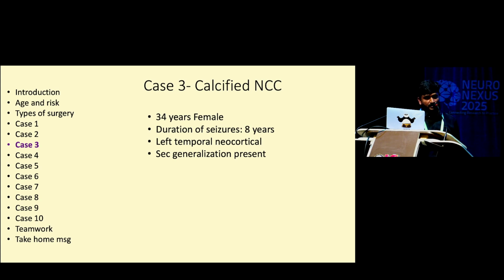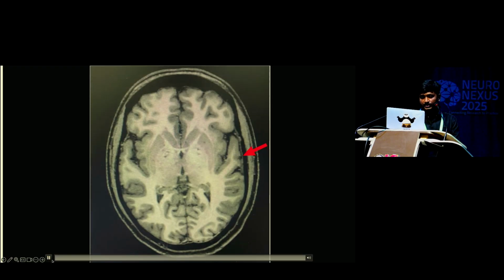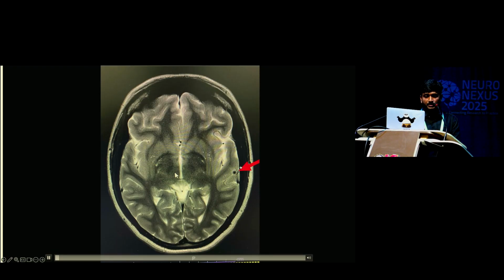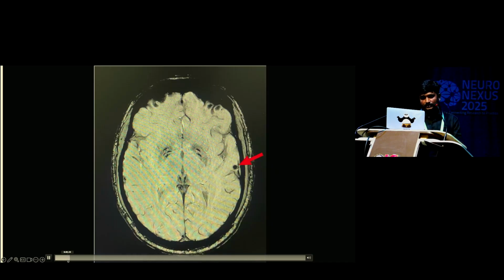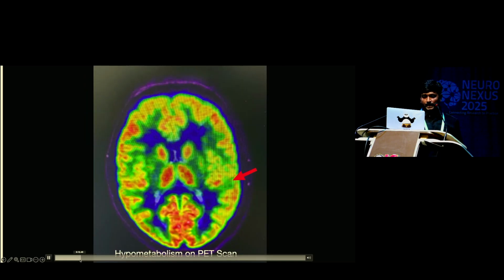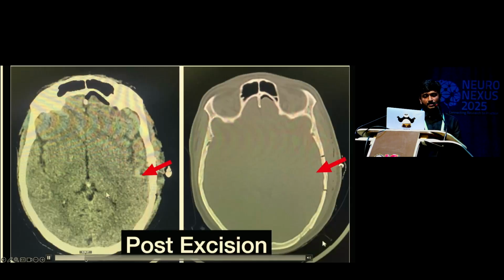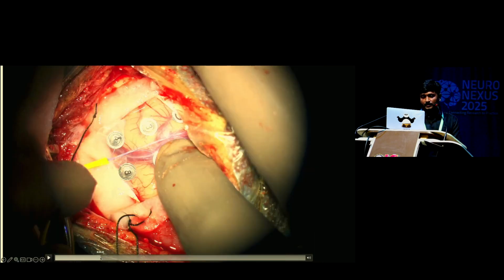This is another example of a small focus. This is a 34-year-old female with 8 years duration of seizures with localization to the left temporal neocortex. This was a small video. There is a small focus where the arrow is shown. It is a calcified granuloma. The vein of Labbe, which is a major one, was there. There is a PET hypometabolism in this area. This is around 3 mm in measurement. So this was the surgery. This is the vein over that particular area.